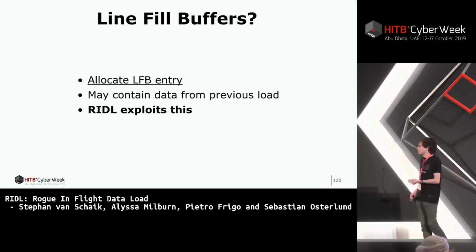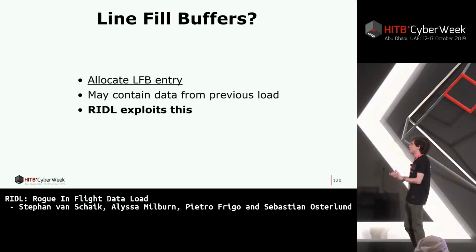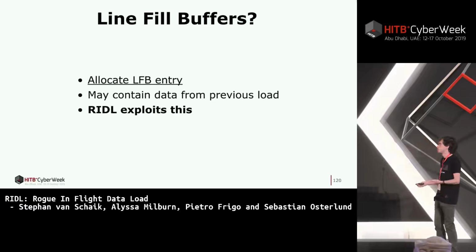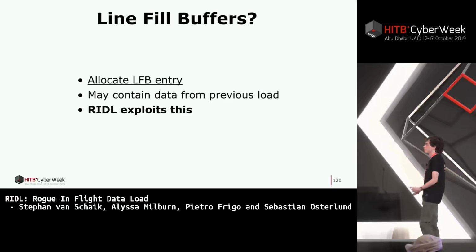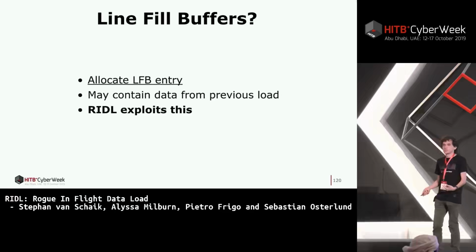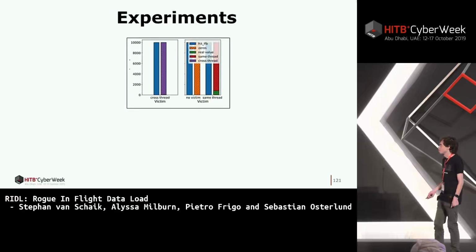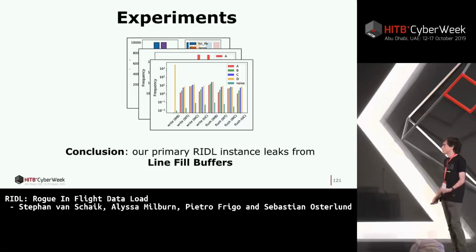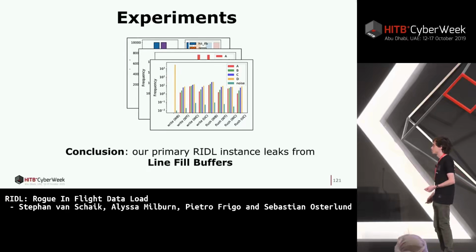What happens here is that the LFB entry may still contain data from the previous load. So it's basically the same as a use-after-free problem. And this is exactly what RIDL exploits. What you see in the Intel CPUs is that these buffers have stale data from previous loads and stores that you can leak data from. So we carried out a bunch of experiments, and what we found is that RIDL leaks from these line fill buffers.